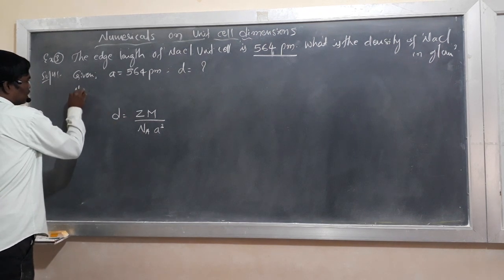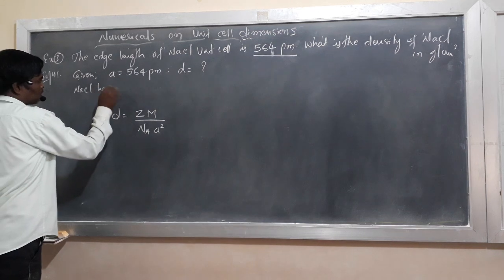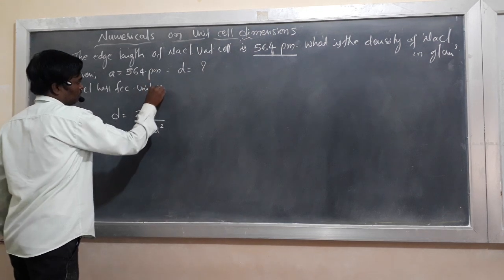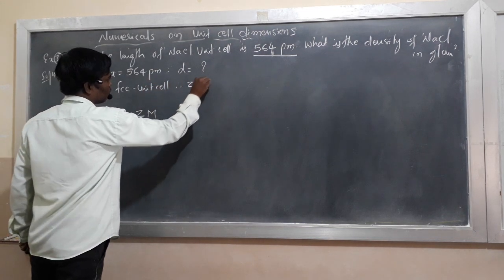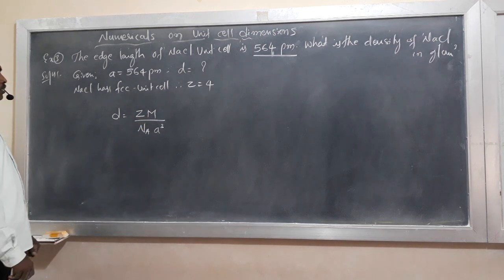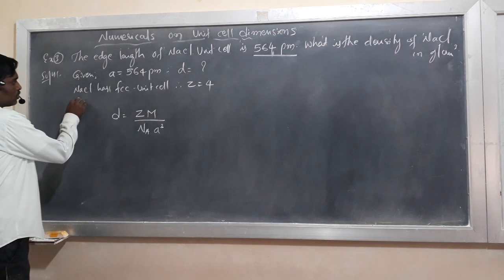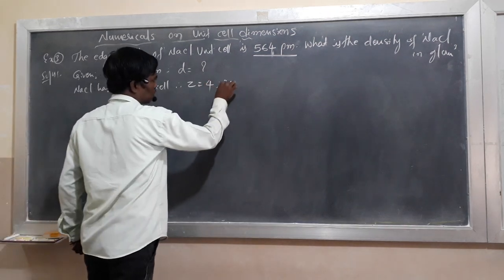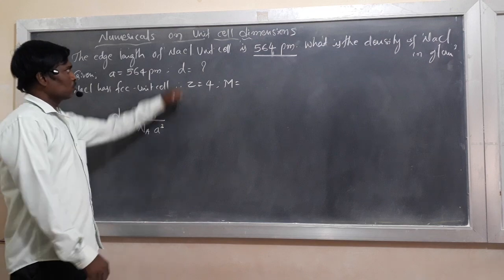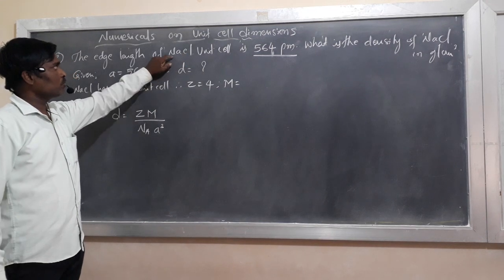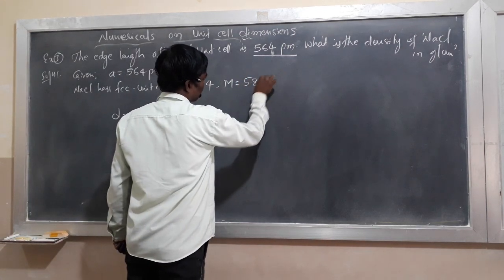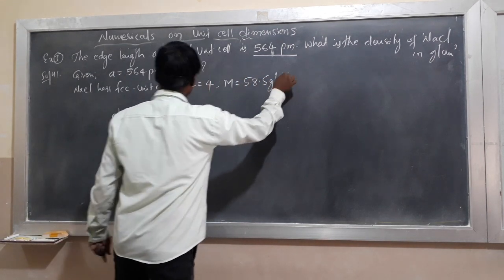NaCl has FCC in its cell. Therefore Z value is 4. And M is the molecular mass of NaCl. We know the molecular mass of NaCl is obtained by adding the atomic masses of these two elements. Chlorine is 35.5, sodium is 23. So molecular mass is 58.5 gram per mole.